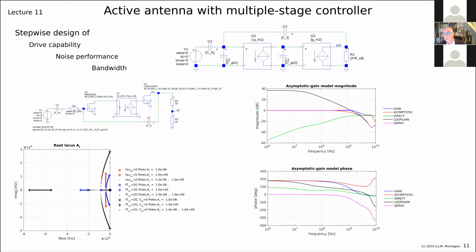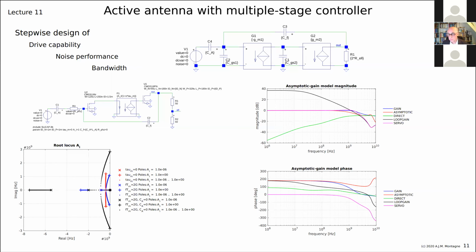We have an overall feedback antenna amplifier. We are going to design step by step the drive capability, the noise performance, and the bandwidth, and see how many stages we need. And then you see the thing is we have enough stages, we have enough bandwidth, but we didn't talk yet about stability.